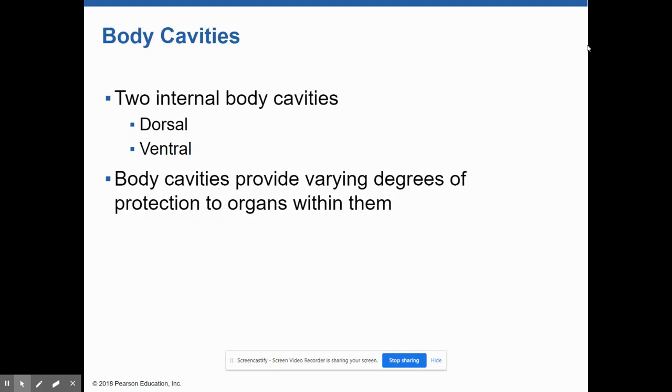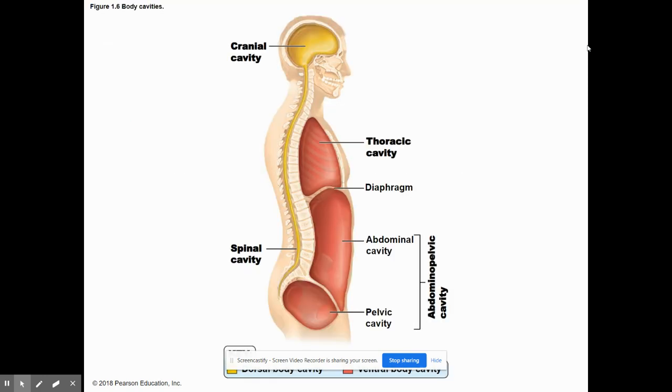So today we'll talk about body cavities. There are two main body cavities, the dorsal body cavity and the ventral body cavity. The body cavities provide varying degrees of protection to the organs within them, and we'll discuss that today in the lesson. So the dorsal body cavity is on the posterior side of the body, and it consists of the cranial cavity and the spinal cavity.